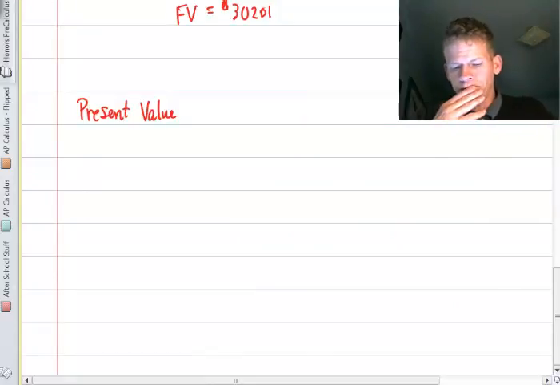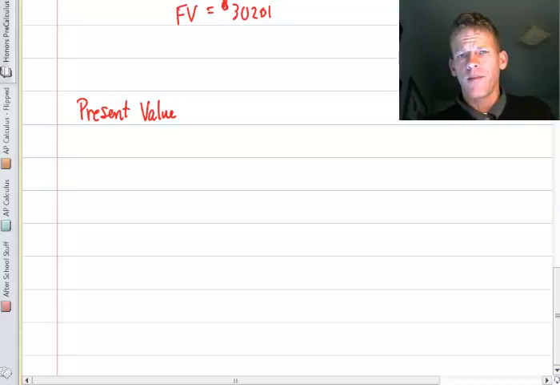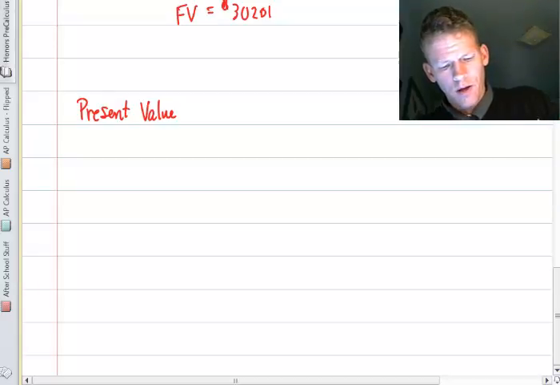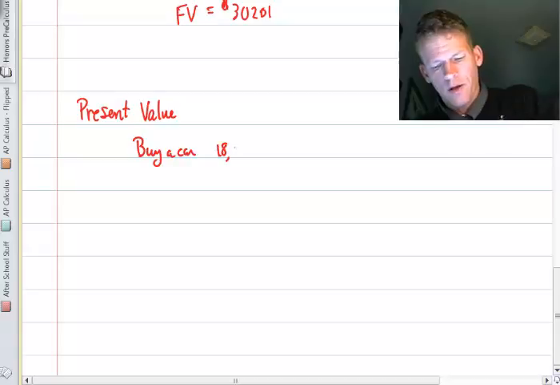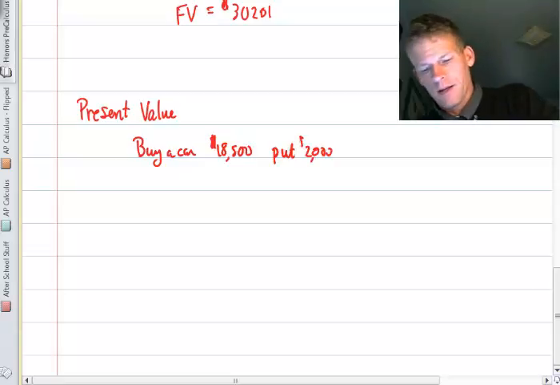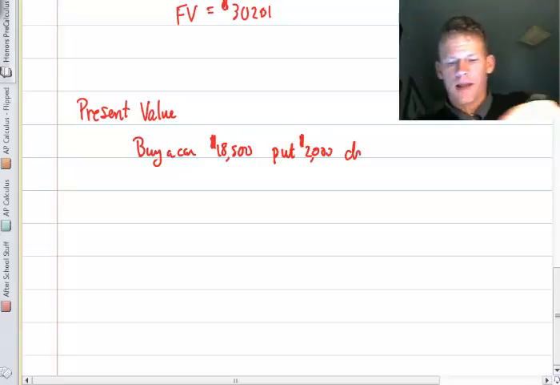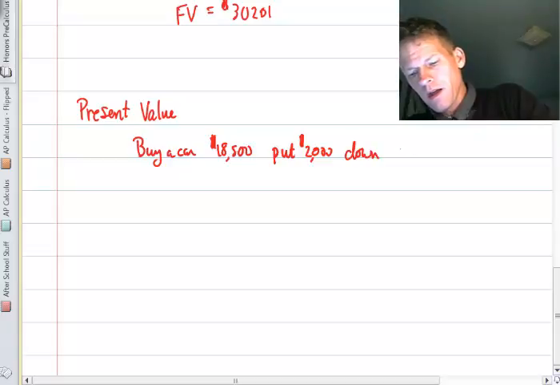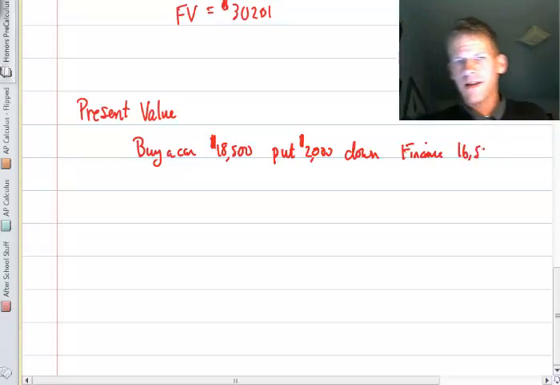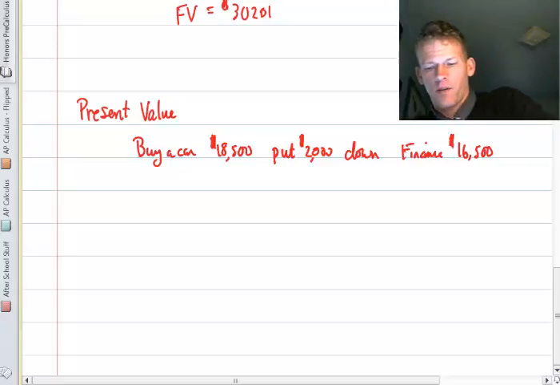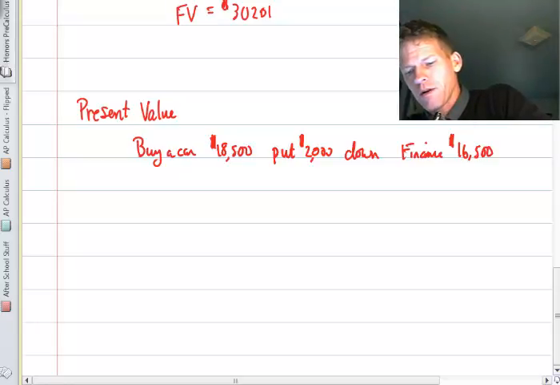Okay, so I'm back, and now let's talk about present value. Let's say, for example, that you want to buy a car for $18,500. You're going to put $2,000 down because the bank requires some sort of down payment. So that means you're going to finance $16,500. How does a bank figure out what your monthly payments should be at a given interest rate to make sure that you're paying off this present value?